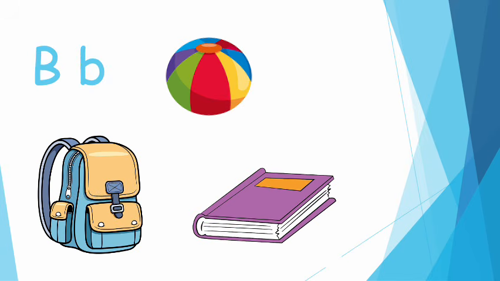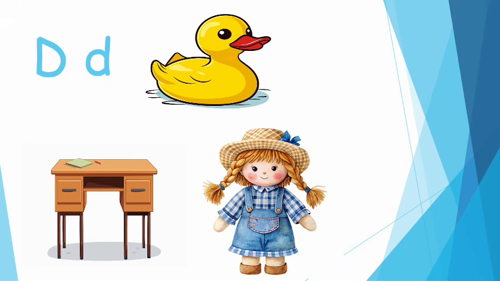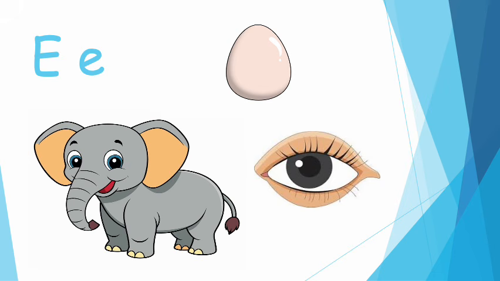B ball, B bag, B book. C clock, C coat, C cat. D duck, D desk, D doll. E egg, E elephant, E eye.